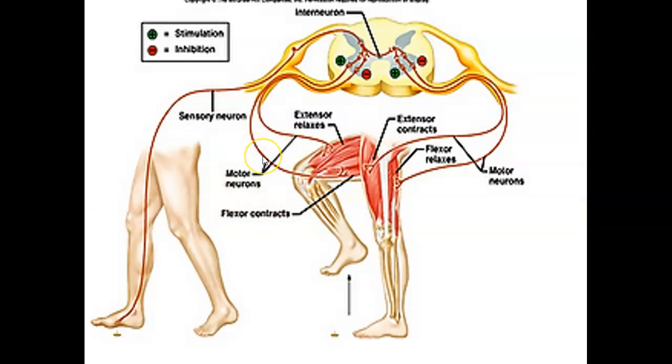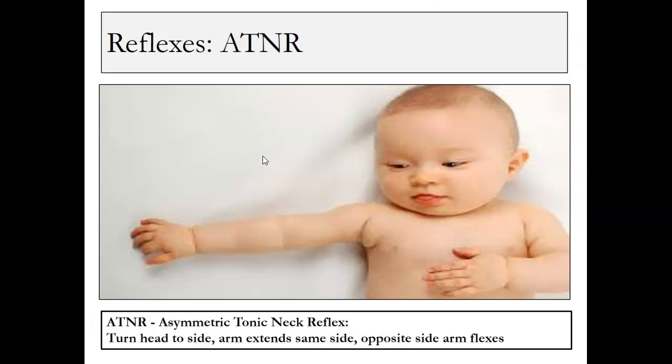And here's the mechanism, the neurophysiology of it. This is a common one called ATNR, asymmetric tonic neck reflex. Turn your head to the side, the arm extends on the same side, and the opposite arm flexes. So as this baby turns their head to the right, this arm extends and this arm flexes. If he turns his head to the left, it'll be the opposite. This one will extend and this one will flex. And this is like an automatic reflex.